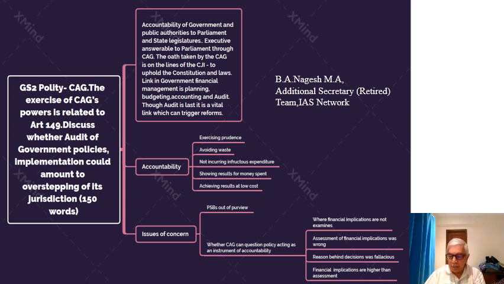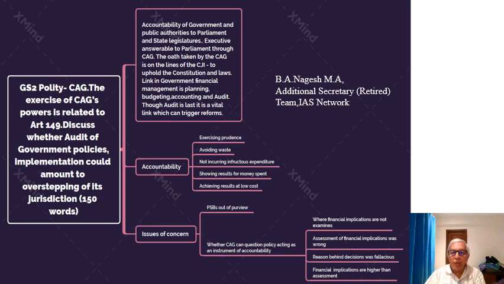First, an introduction. Now, how is accountability of government and public authorities to Parliament? As I said, government, that is the executive, is accountable to Parliament for whatever actions it takes. The executive, I mean the Prime Minister and Council of Ministers, are answerable to the Parliament through the CAG.